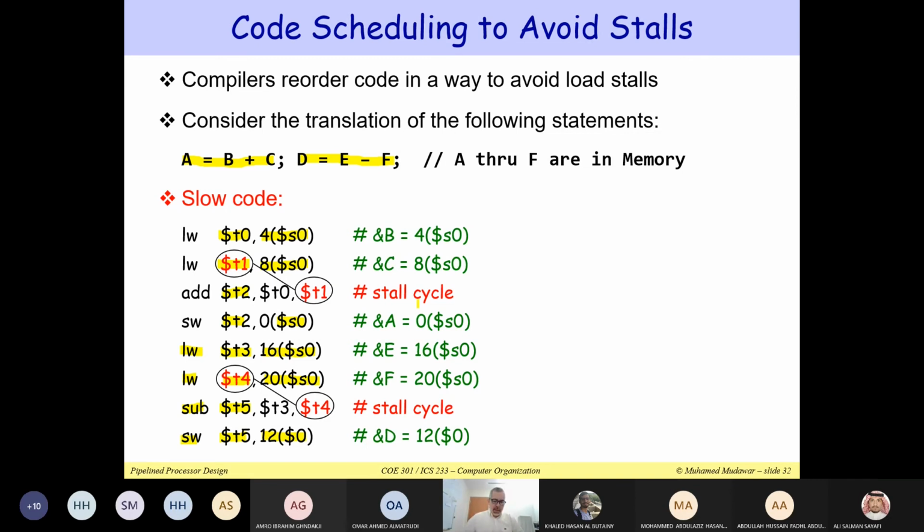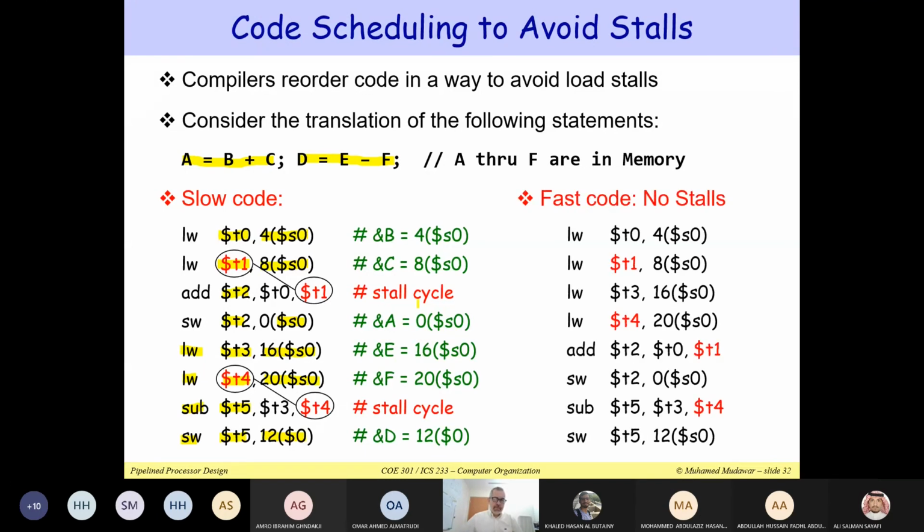But what we can do in the software is to avoid these stall cycles. There is nothing wrong with stalling the pipeline. The pipeline will stall, it's going to produce correct results, but we can improve the performance of the pipeline by changing the order of these instructions. So this is called scheduling. This can be done by the compiler. The compiler can move these two load instructions early in the code to avoid stalling the pipeline.